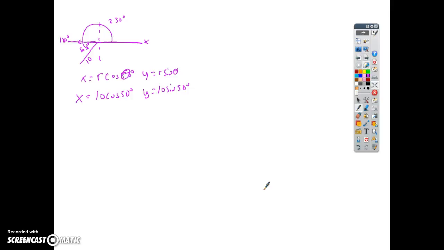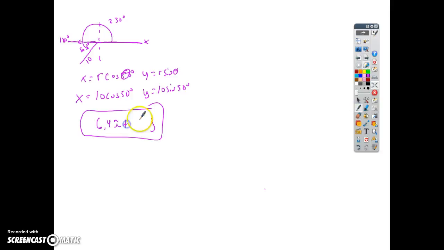So how am I gonna write my components? 10 cosine of 50, 6.4 i hat plus 10 sine of 60, 8.7 j hats. Wait. What did I do wrong? 10, so I did sine 60. My bad. I did both wrong, didn't I? Did I do the first one wrong? No. Well, that's weird. How did I get the second one right? Oh, yeah. I haven't done that yet. I was going to fix that in a moment.